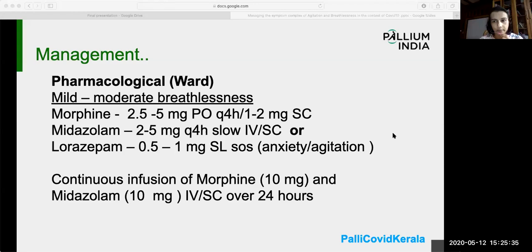So in addition to all that, morphine also produces effective analgesia. So if the patient has any pain along with breathlessness, the analgesia produced by morphine works on the pain, and therefore the patient will be able to breathe comfortably.